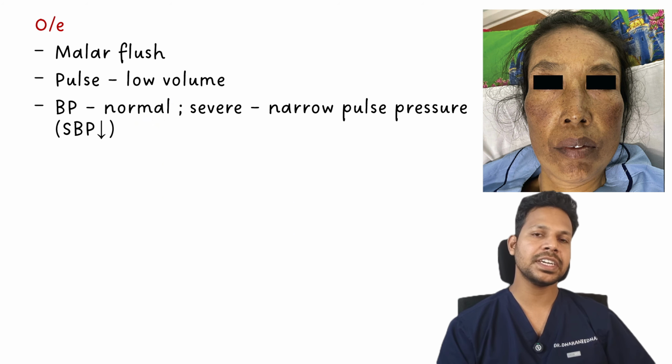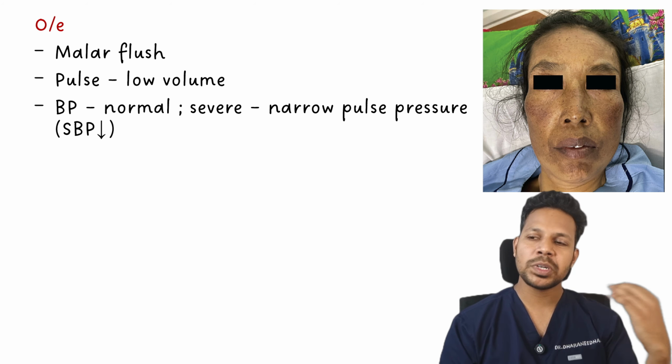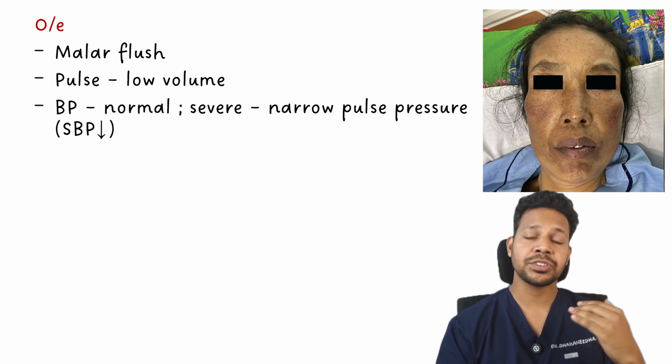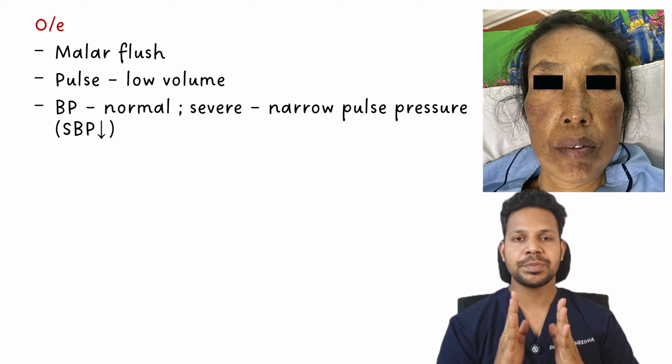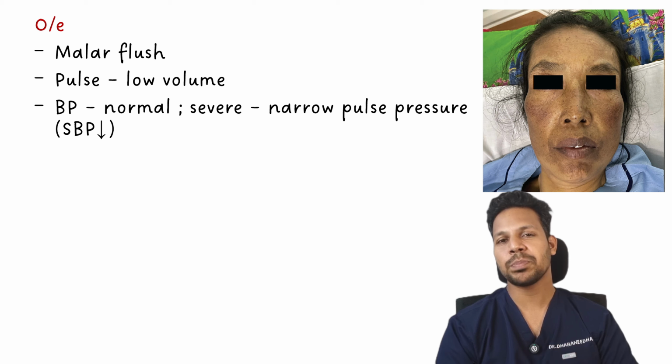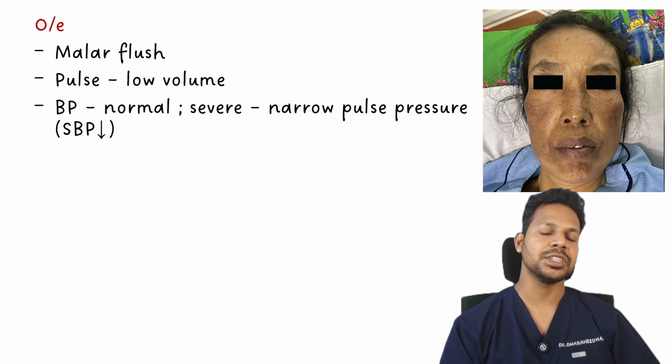But in very severe mitral stenosis, where the flow of blood from the left atrium into the left ventricle is significantly reduced, that's when the cardiac output will also be reduced. When the cardiac output is reduced, systolic blood pressure is reduced. When the systolic blood pressure is reduced, systolic minus diastolic blood pressure, that is pulse pressure, is also narrowed. So there is narrowed pulse pressure in severe mitral stenosis.